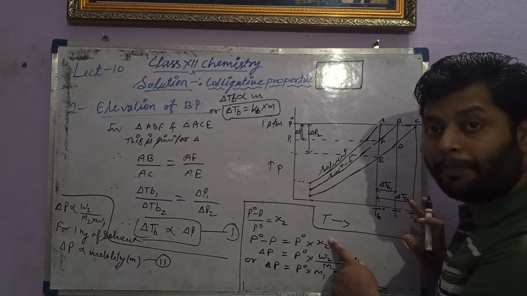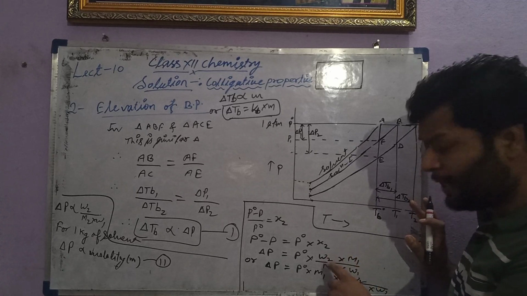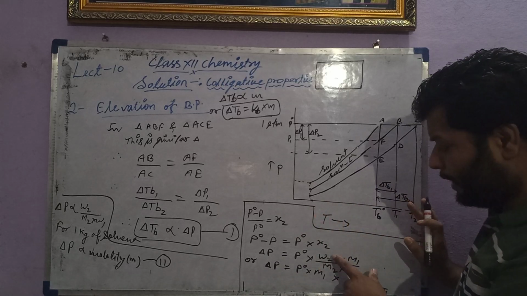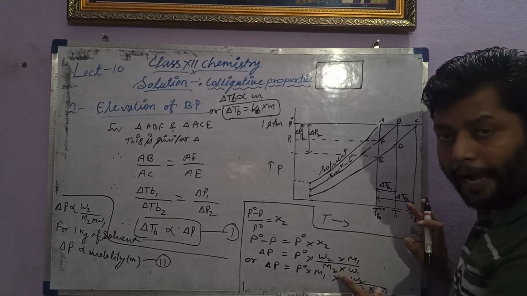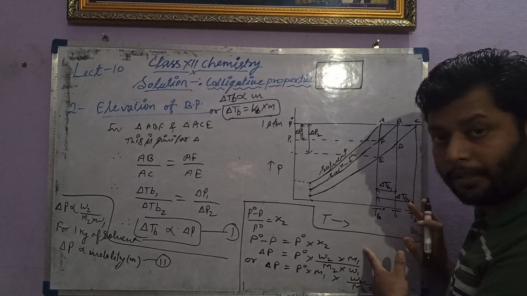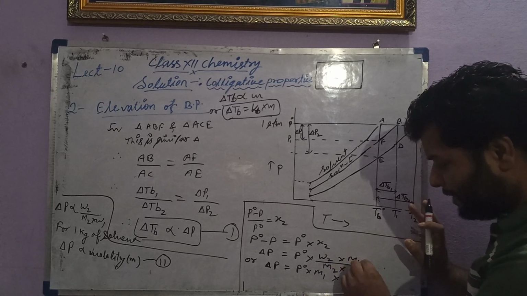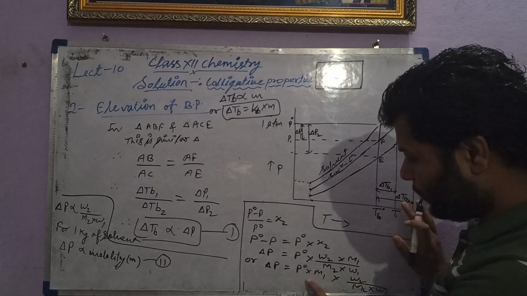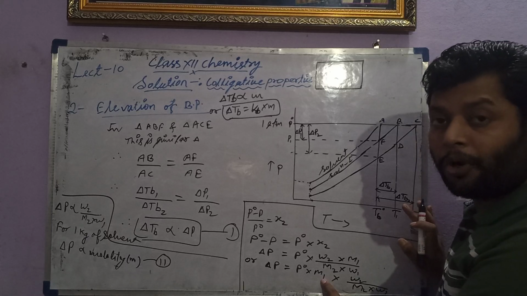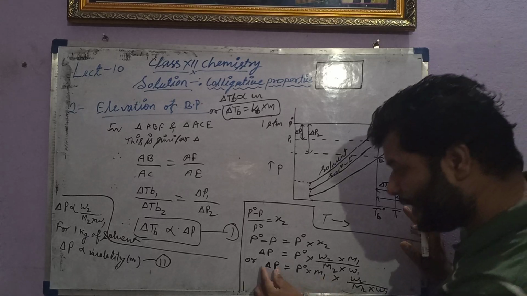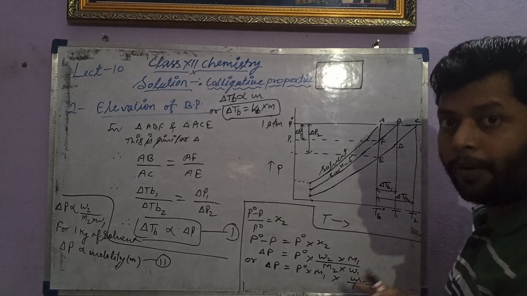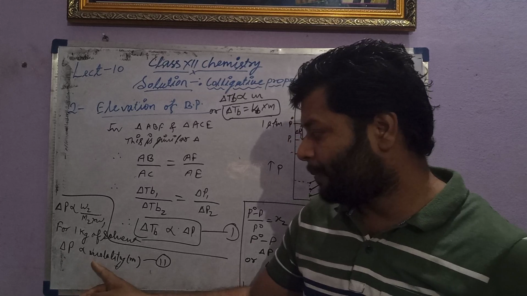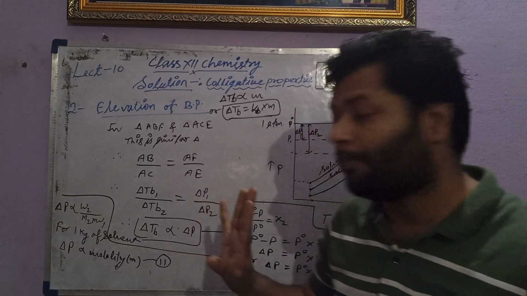X2, in the case of very dilute solution, can be written as N2 upon N1, and instead of N2 we can write W2 upon M2. N1 can be written as W1 upon M1. I am taking out the value of M1 because this is the condition of the solvent. So P0 and M1 are constant for any given solvent. So delta P is proportional to this whole value, and for 1 kg condition, delta P is proportional to molarity, because this is the formula of molarity.